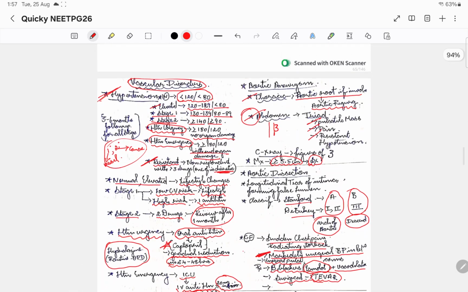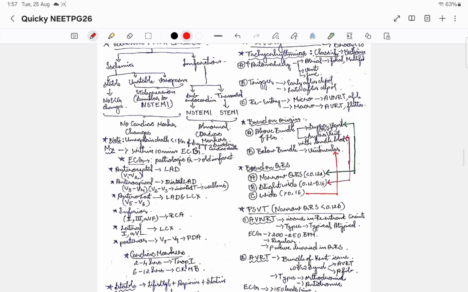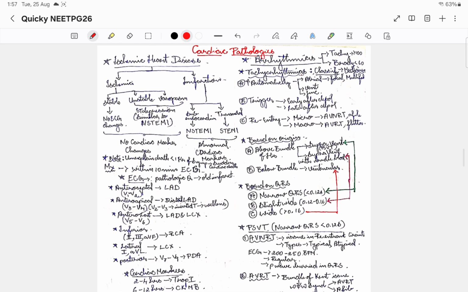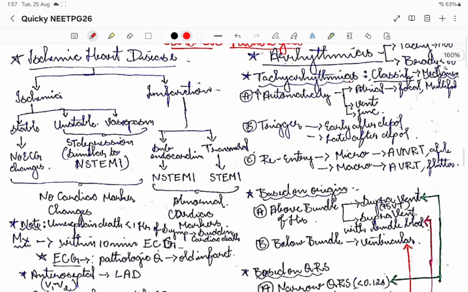So this is all you need to know with respect to the vascular disorders of the heart. Now let us move on to ischemic heart diseases and then the arrhythmias. In ischemic heart disease there are two things you have to know. Not all myocardial issues are ischemia or infarct. One is ischemia, where there is reduced blood flow, and the other is infarction, where there is death of the tissue. Ischemia is more common than MI.